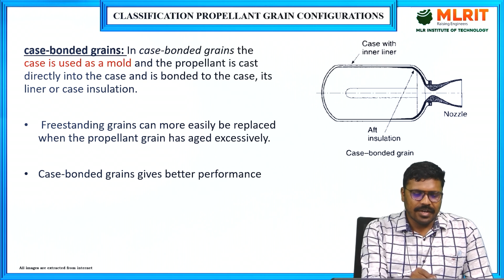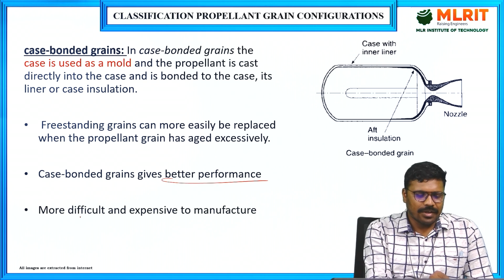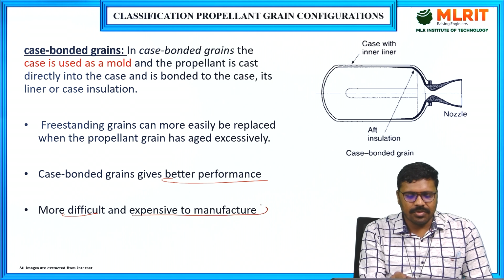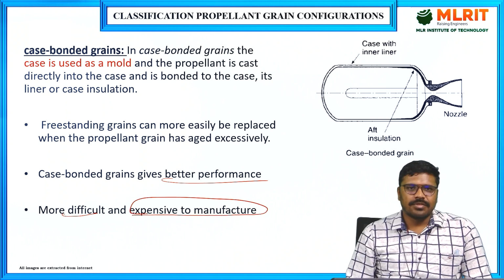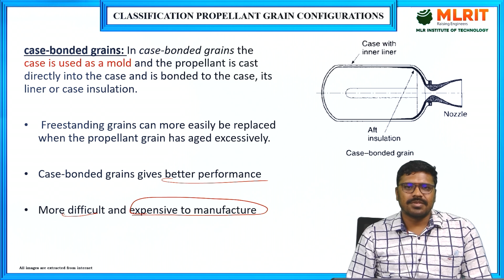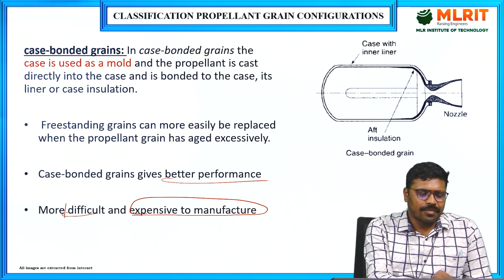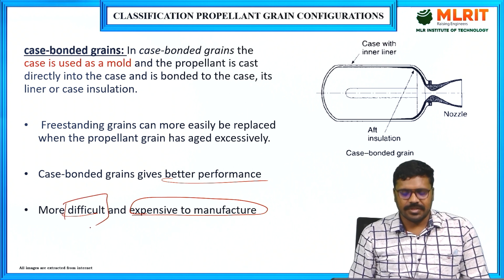We should go for case bonded grains. Case bonded grains give better performance when compared to the freestanding grains, but they are more difficult and expensive to manufacture. The time taken for the case bonding process is high when compared to the freestanding grain. It is difficult and expensive also.